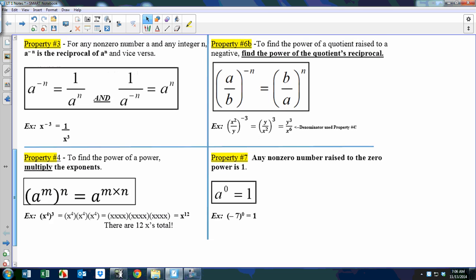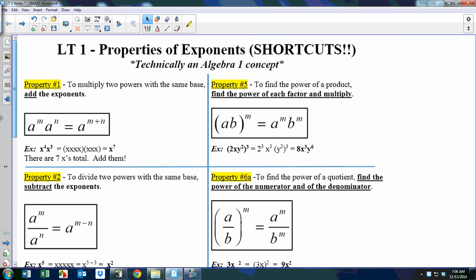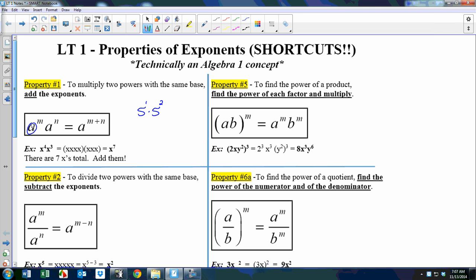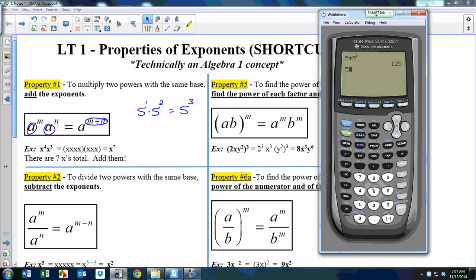You can kind of pause the video and look at them a little bit. I'll touch on a few of them real quick. For example, property number 1, if you were multiplying 5 to the 1 times 5 to the 2, take your calculator and verify it. 5 times 5 squared is going to give you 125. But this property, you're applying the same base, a and a, and you take the exponents, m and n, and add them. So according to the rule, that number should be the same as 5 cubed. And if we type 5 cubed in, yeah, we see that it is the same number.